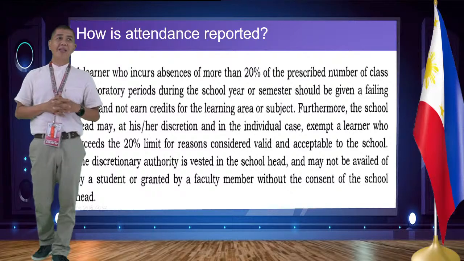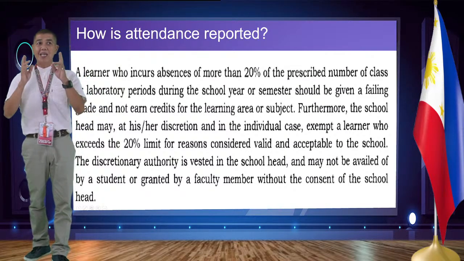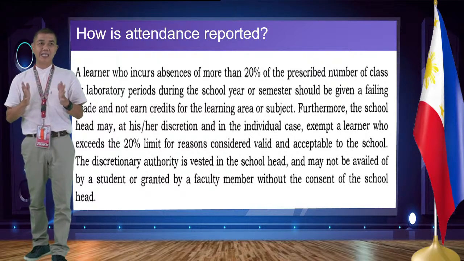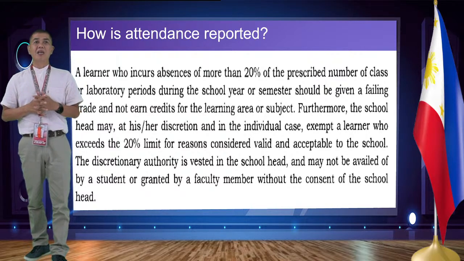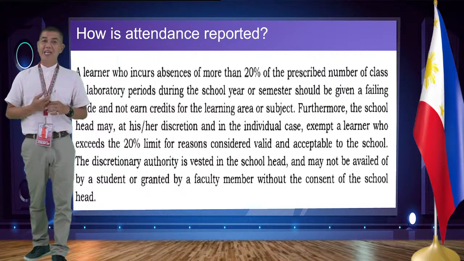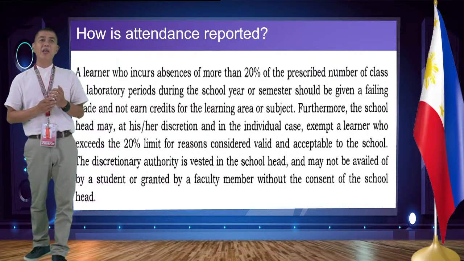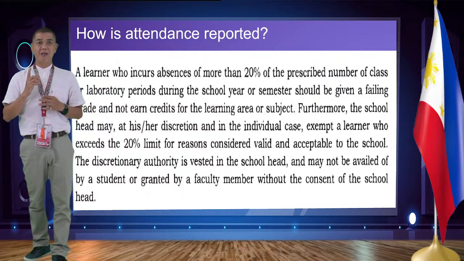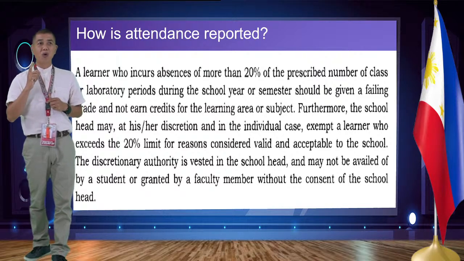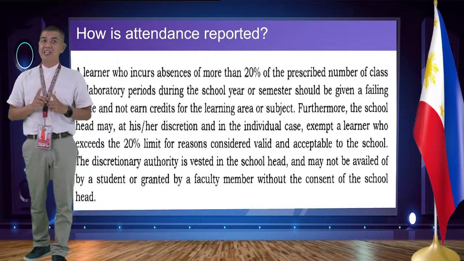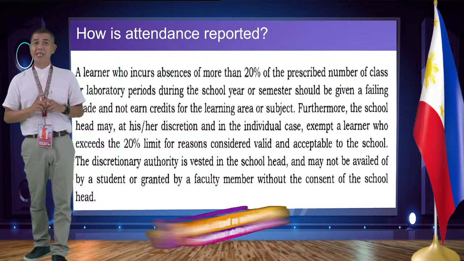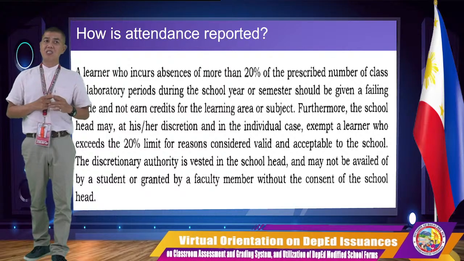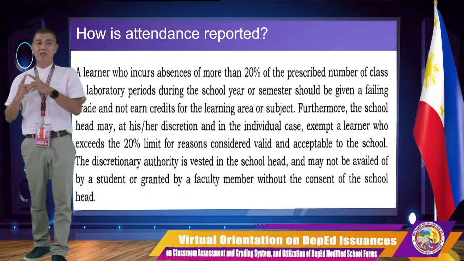Ito po, how attendance is reported. So, once a learner incurs absences of more than 20% of the prescribed number of class days or periods or semester, the learner can be given a failing grade. Automatically, you can give a failing grade once a learner incurred more than 20%. But, furthermore, the school head may, at his or her discretion and in individual cases, exempt a learner who exceeds the 20% limit for reasons considered valid and acceptable to the school.